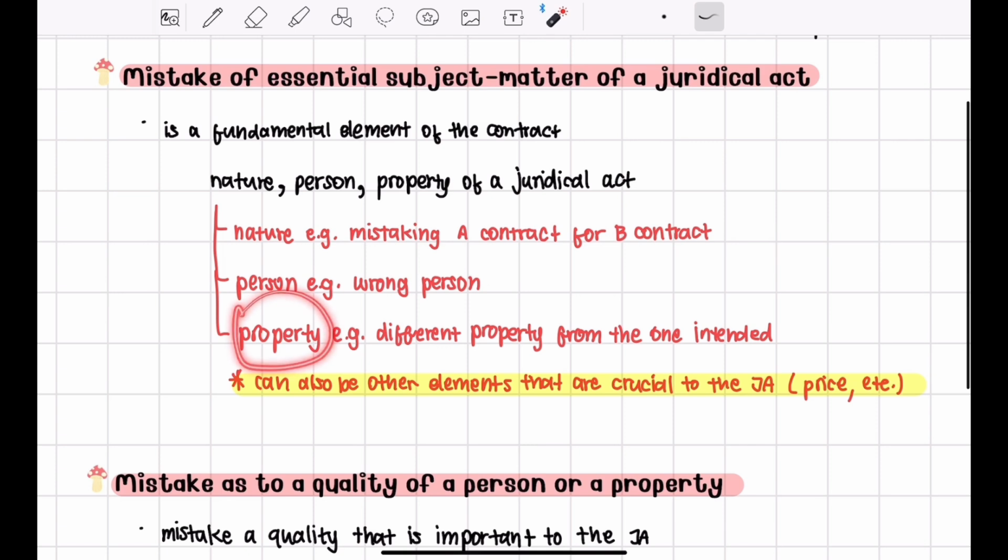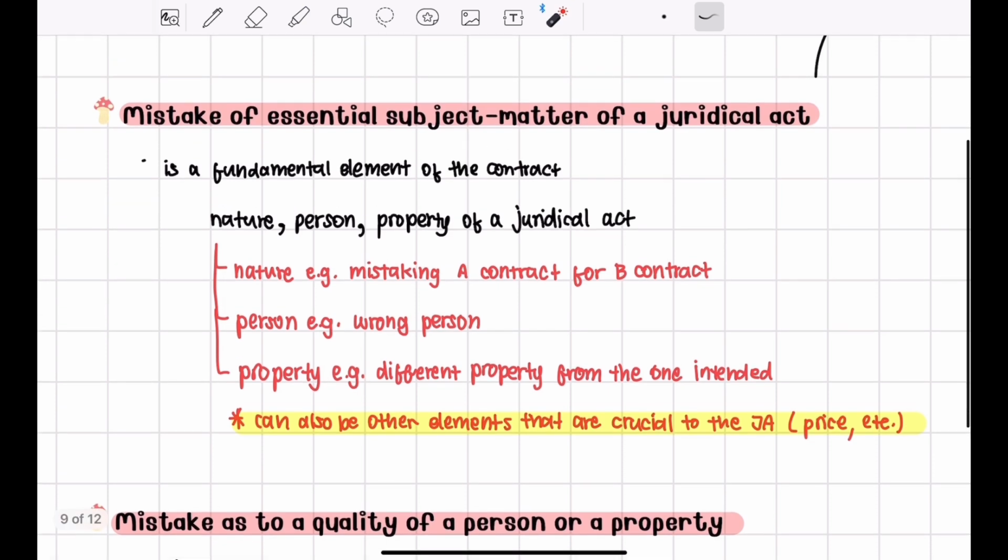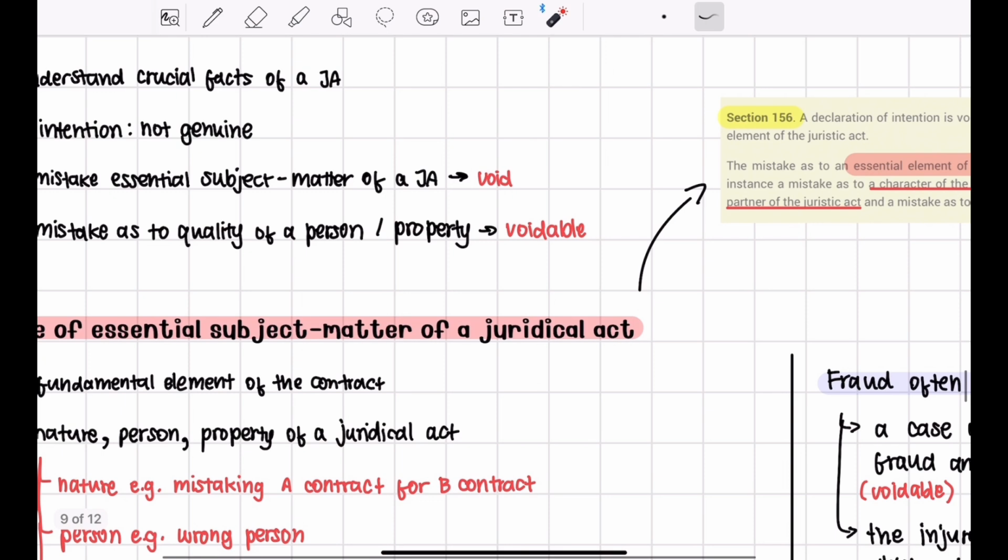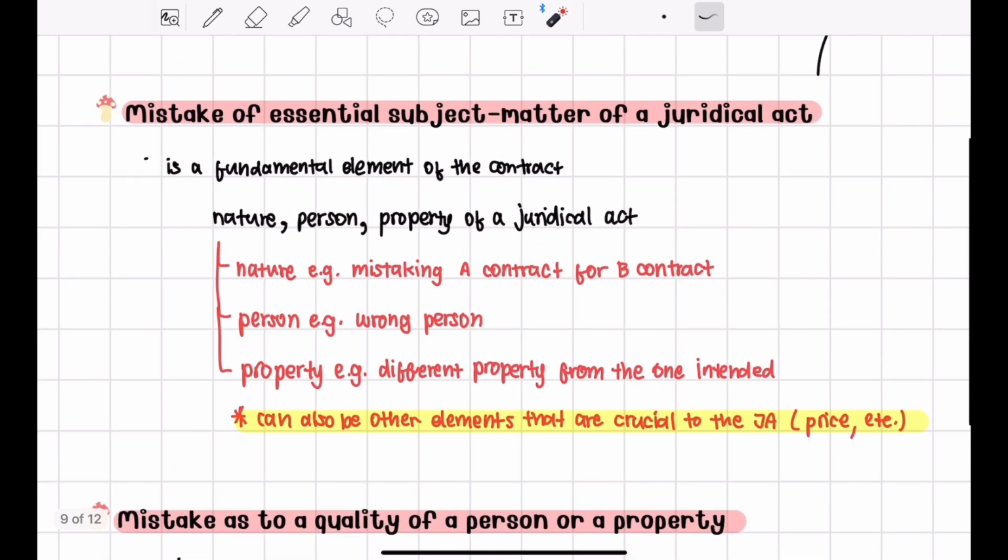The third is the property, which is the object of the contract. If the object is actually different from what the declarer had in mind, then the declaration of intention also becomes void. And there are also other elements that are crucial to the JA, like price and other things. These are just examples given by Section 156, but there can be other crucial elements as to the matter of the JA as well.